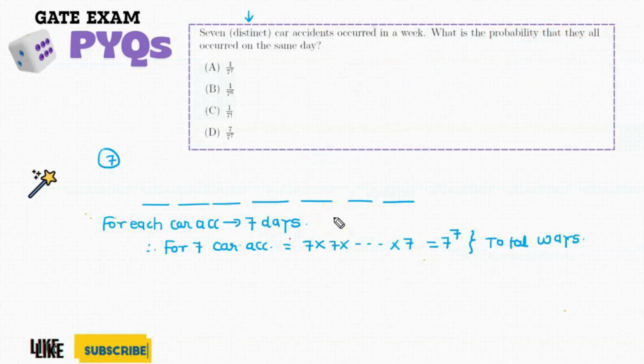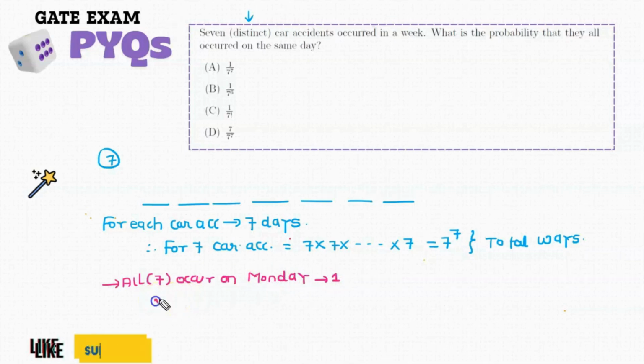Now, the question is to find the probability that they all occur on the same day. So all occurring on the same day, what does that mean? If we consider the case where all occur, when I say all, that means all 7 accidents, let us say they occur on Monday. So how many ways are there? There is only one way, right?